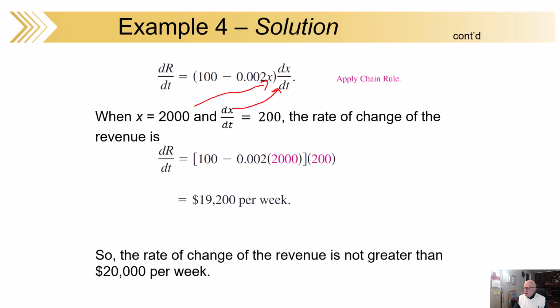We got a second one though. We were supposed to compare it to 20,000. It isn't greater than 20,000 per week. So there is our answer.